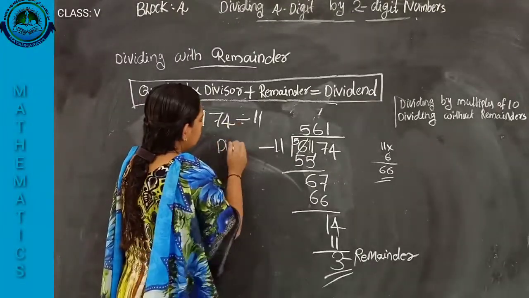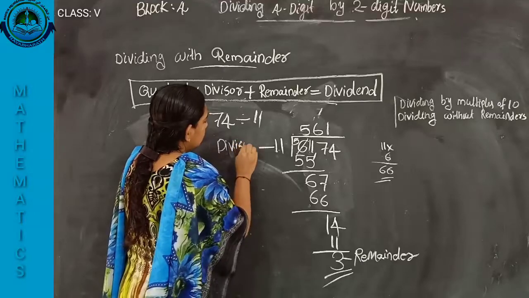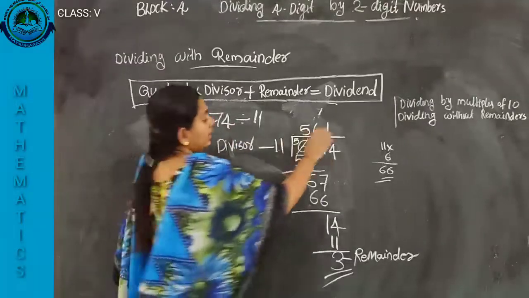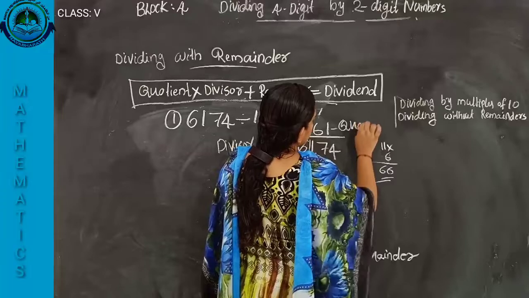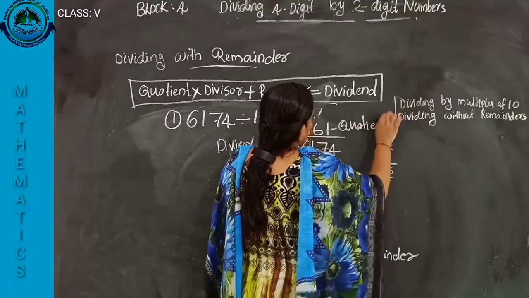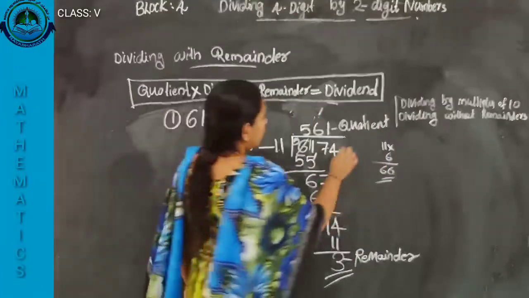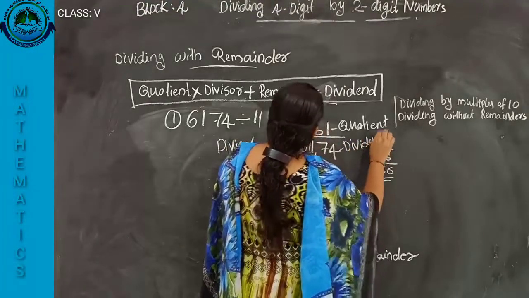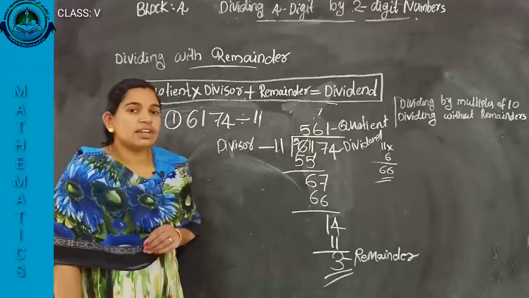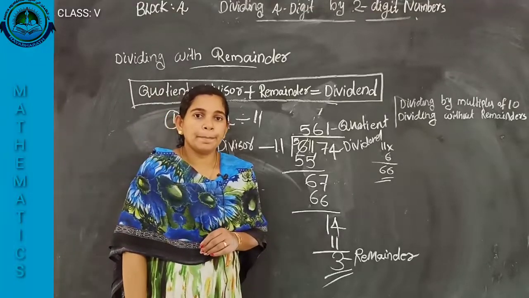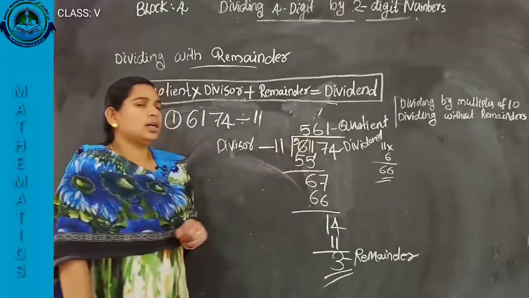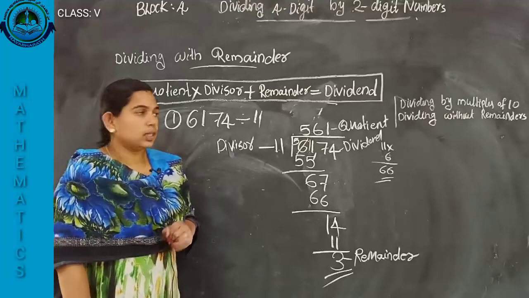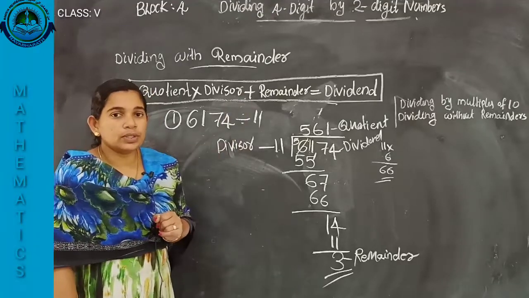Divisor 11, quotient 561 and dividend 6,174. Okay, you check whether this quotient is correct or not using this equation. You can do another problem.